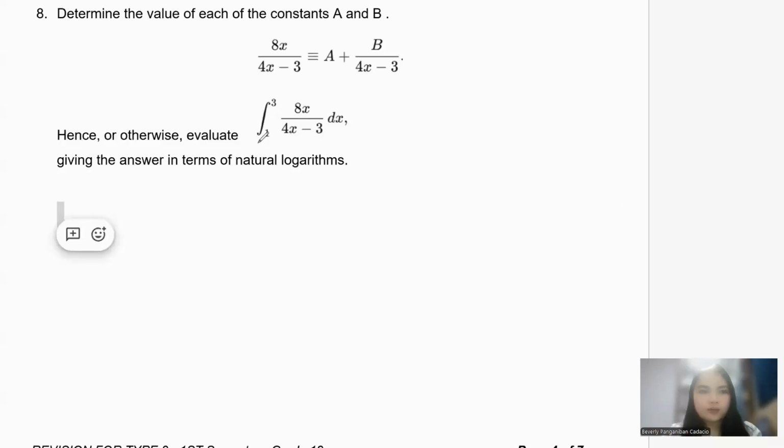Okay, now let's go with number 8. We're going back to partial fractions once again. So you have an improper fraction here, but it's just a very simple one. So you can just go with comparing coefficients. Let's try, because you only have a binomial and two unknown variables here.